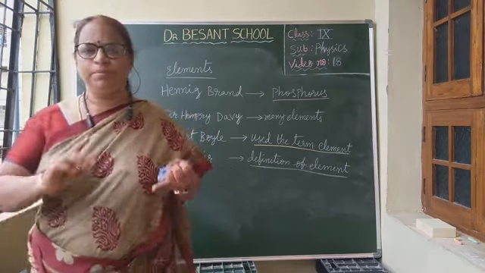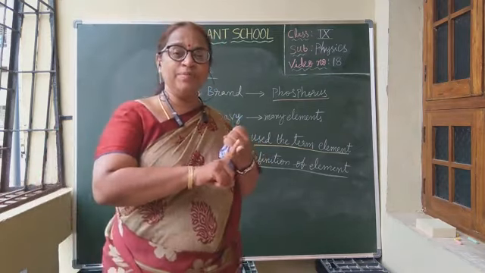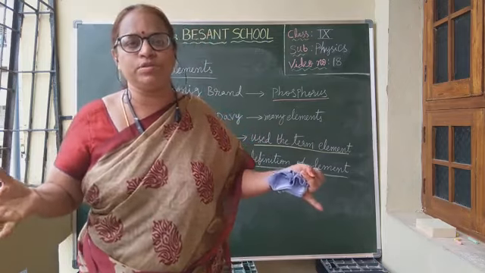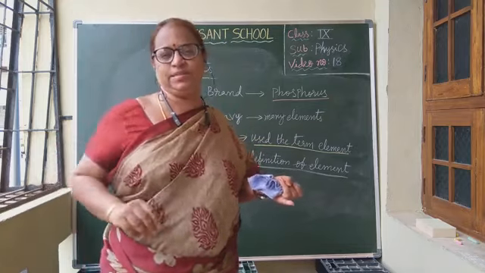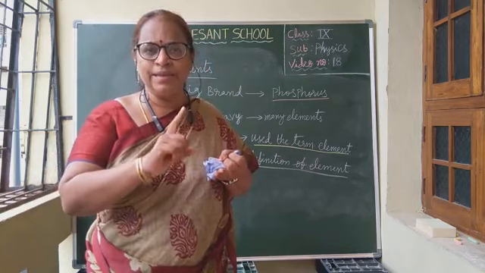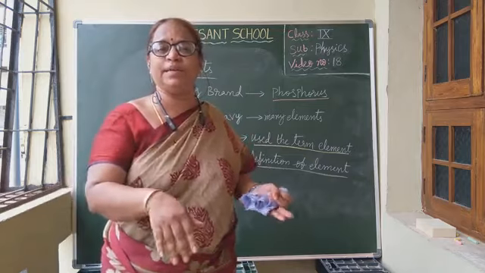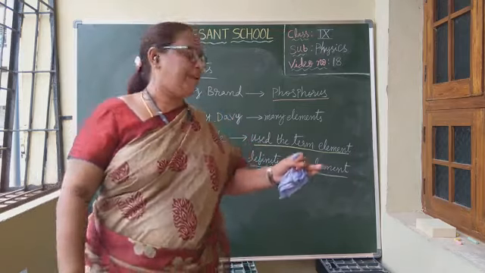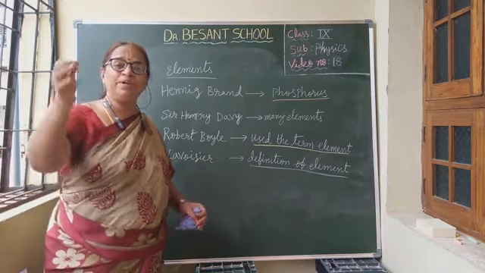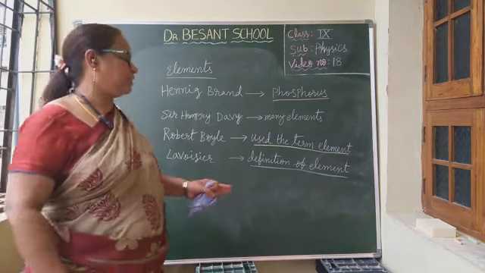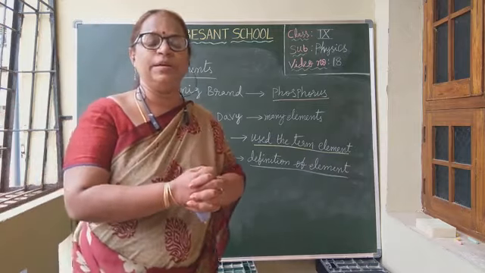So three things you have learned: mixture, compound, element. A mixture is a substance which can be divided into two or more substances by physical methods. Whereas a compound is a substance which can be divided into two or more forms only by chemical methods but not by physical methods. Whereas an element is a pure form of matter which cannot be separated at all, even by chemical methods. By any method it cannot be separated. That is called an element. By combination of two or more elements, a compound is formed.